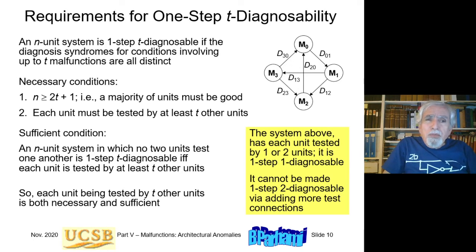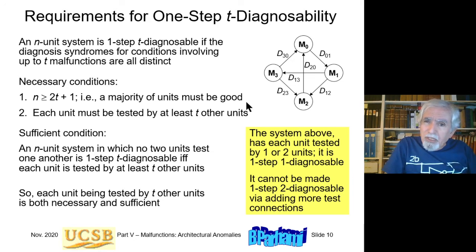Okay, we have two necessary conditions for one-step t diagnosability to hold. First, the number of modules n must be at least 2 times t plus 1. For t diagnosability, we must have at least 2t plus 1. In other words, a majority of units must be good. This is an absolute requirement. So that's why this system with 4 modules can never be two diagnosable, no matter what the testing graph is.